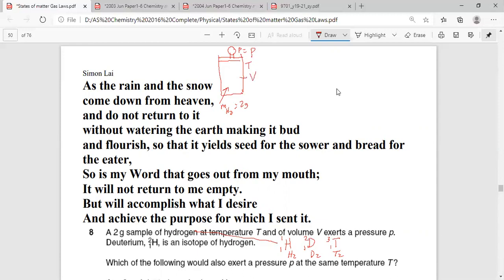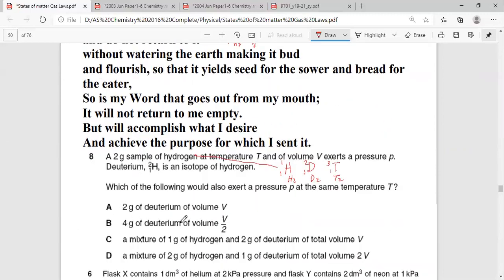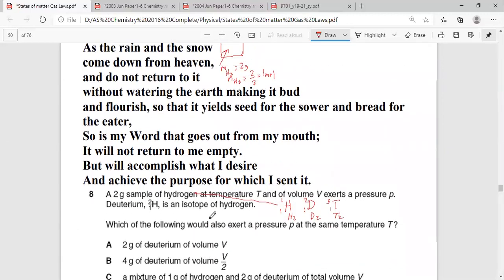Now here, of course, what is the number of moles of H2? 2 over 2, is it not? Because 1 mole of H2 is 2 grams, so it's 1 mole here. We have a pressure P, temperature is T, and volume is V. Now the second one, the deuterium, is H-1, 2. Here you put 2 grams of deuterium at V over 2. What's the pressure they ask you?